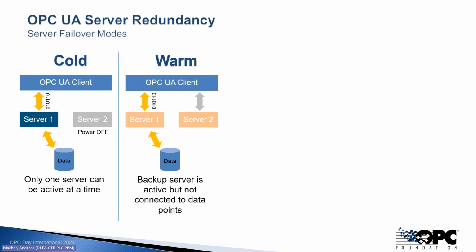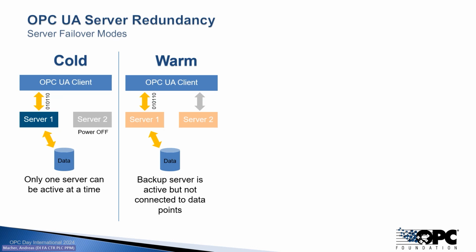The next step is called warm redundancy. In warm redundancy, there is already a server active, but the server has no connection to the data points. So only one server is sending data, but the second server is there.